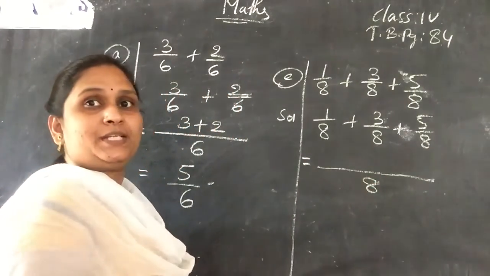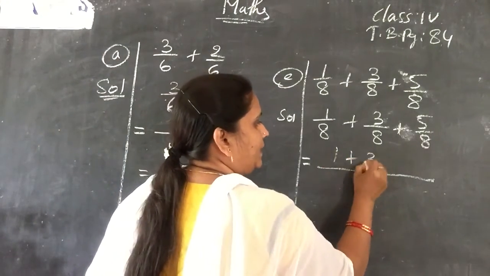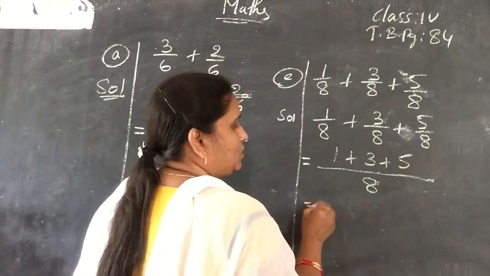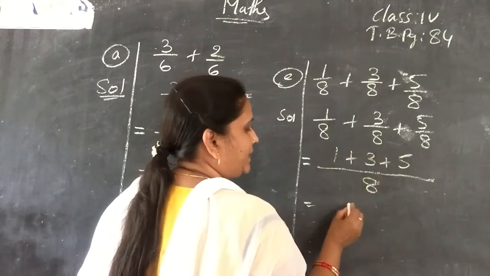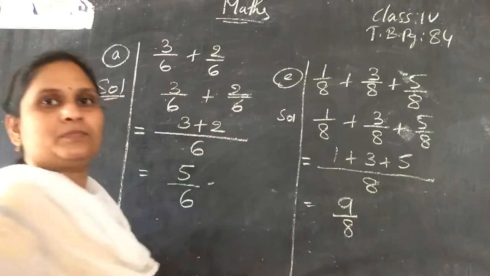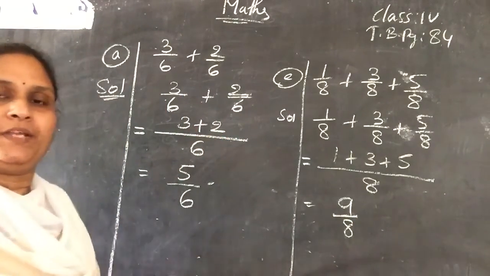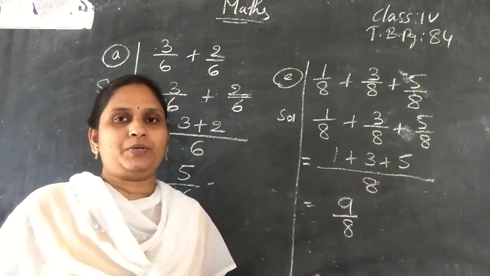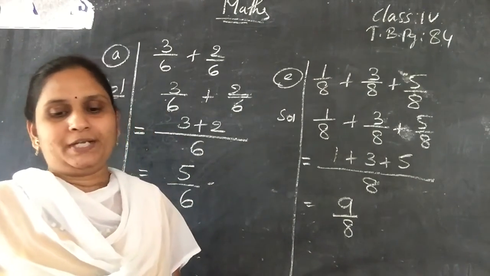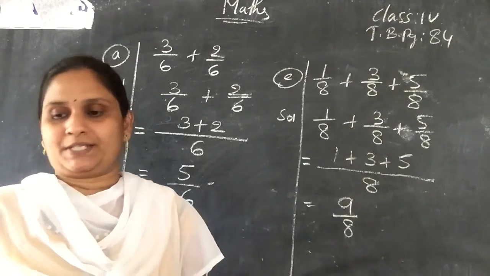Now what are the numerators, children? 1, 3 and 5. So write 1 plus 3 plus 5. So 1 plus 3 is equal to 4, 4 plus 5 is equal to 9 by 8. Okay, if it is 3 digits, 4 digits, if the denominator is same, directly you have to add the numerators. Got it? Remaining sums, do it as homework in the classwork notebook itself.